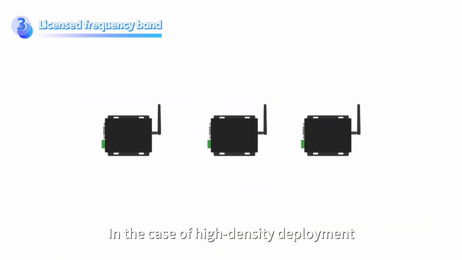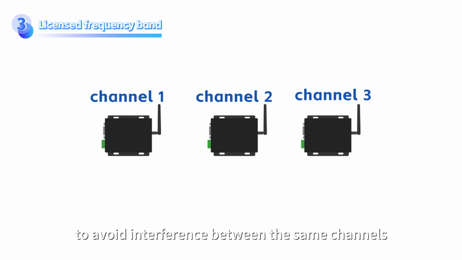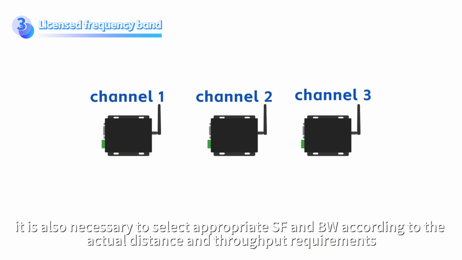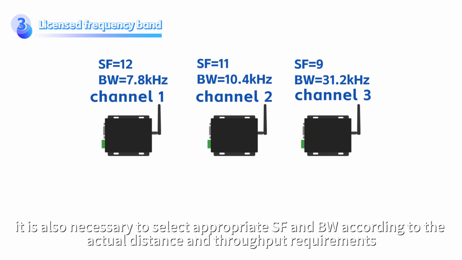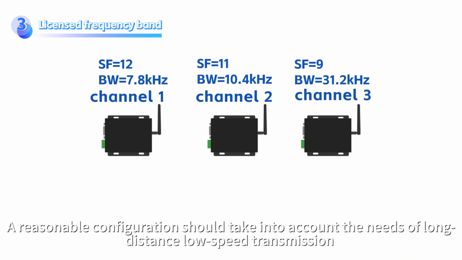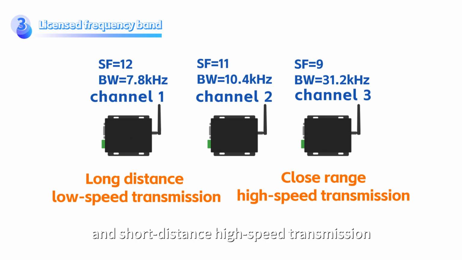In the case of high-density deployment, different channels should be reasonably allocated between different gateways to avoid interference between the same channels. In addition, it is also necessary to select appropriate SF and BW according to the actual distance and throughput requirements. A reasonable configuration should take into account the needs of long-distance low-speed transmission and short-distance high-speed transmission.